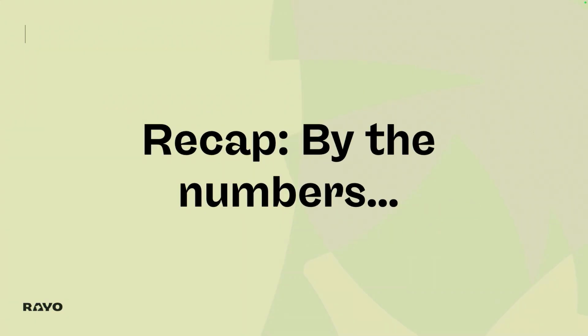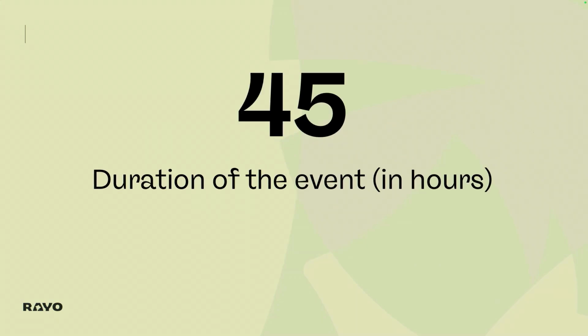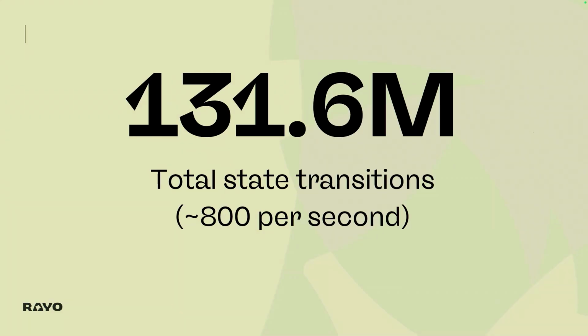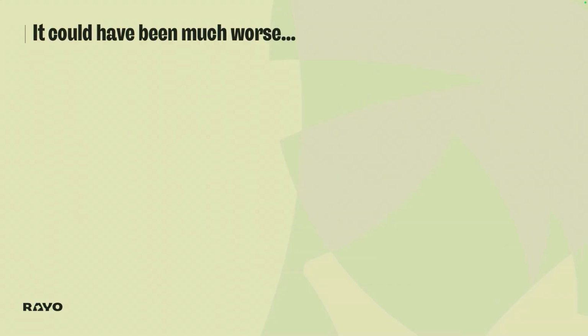So anyway, by the end of the event, I summarized what happened. Some of these numbers are based on that one mistake in a Step Function: 45 hours between when it started and when we turned it off. There were 18.5 million state executions in that time. Okay, reasonable. There were 131 million state transitions in that time, so roughly 800 per second. And it's state transitions that cost money in Step Functions. But it could have been worse.